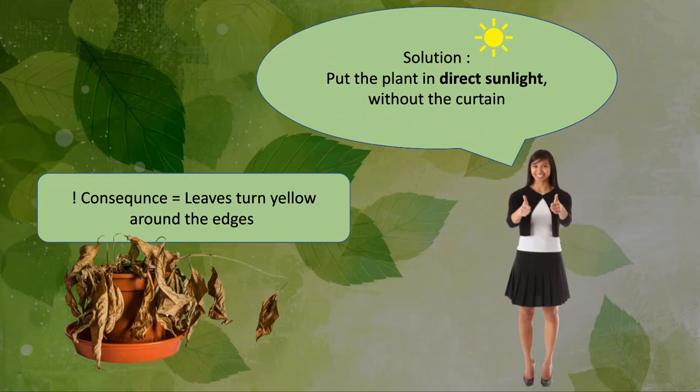Thus, the consequence of mistake 1 is that the leaves turn yellow around the edges. For mistake 1, I came up with one solution, which is that Hidi should put the plant in direct sunlight without the curtain.